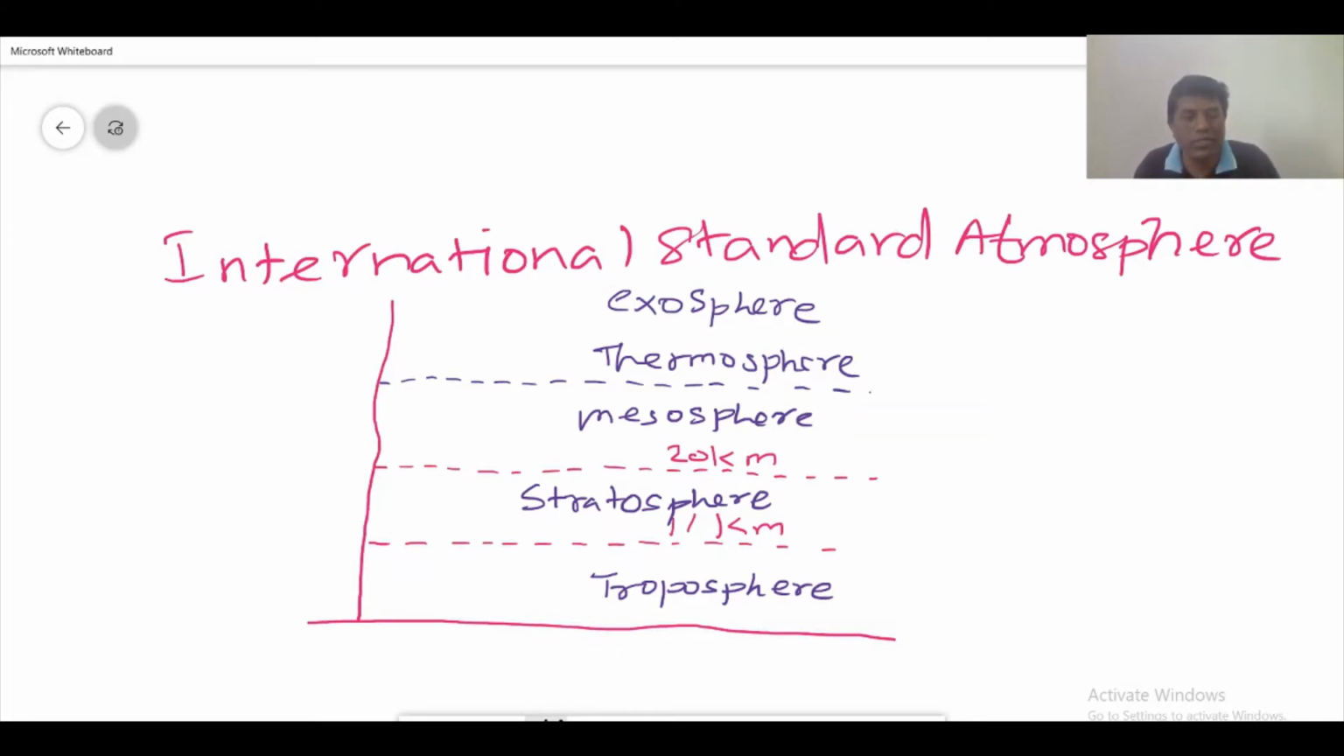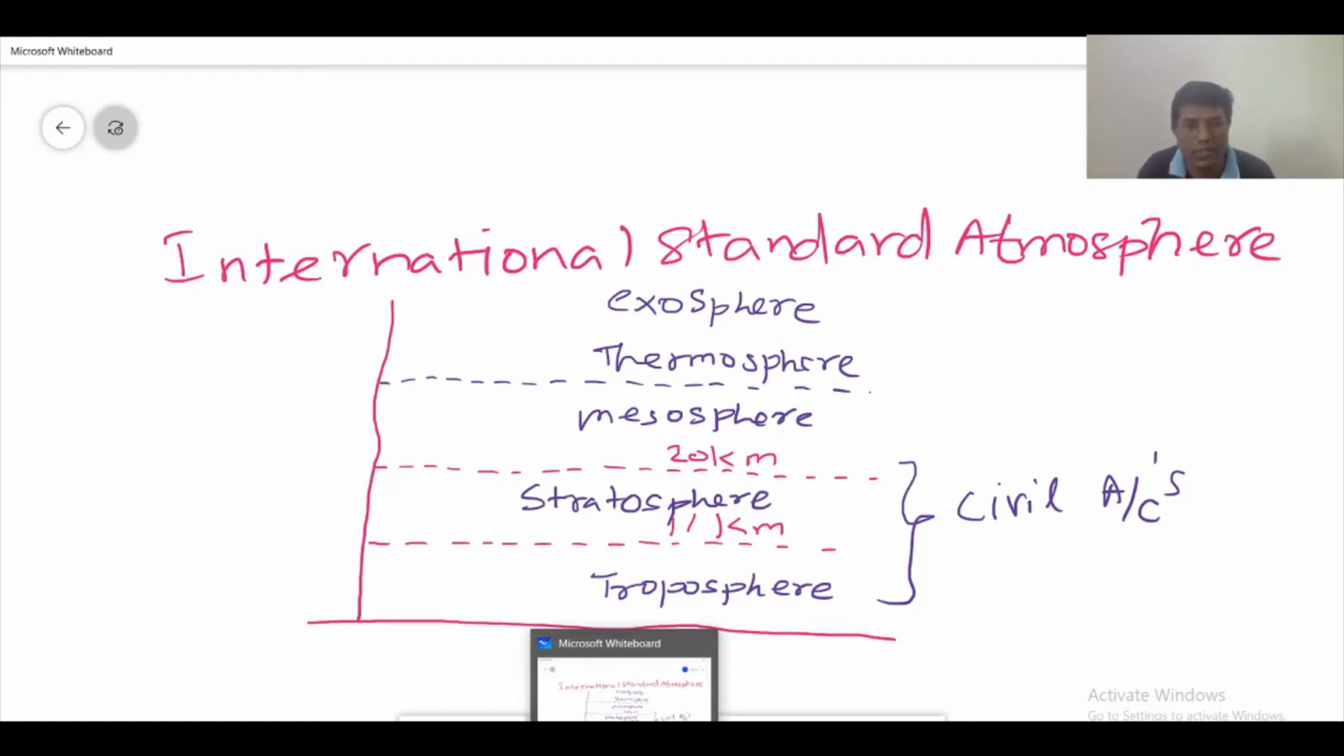Our main focus, that means the International Standard Atmosphere model, gives the idea of how parameters, say for example pressure, density, and temperature, are varying. That has been described by the International Standard Atmosphere model. Our main focus will be the troposphere and the stratosphere, because here only our civil aircraft fly. Between the troposphere and stratosphere, at 11 kilometer, is generally what we call the tropopause.